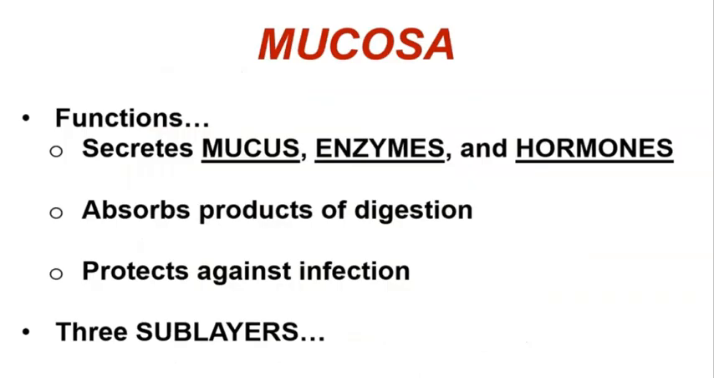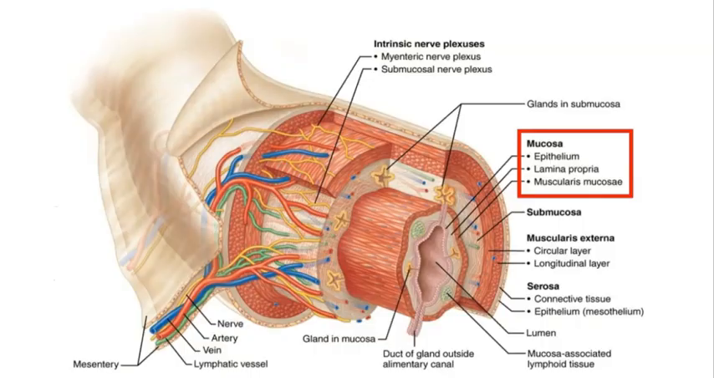The mucosa functions to secrete mucus, enzymes, and hormones, and we'll see some examples of these hormones later on. The mucosa also functions to absorb the end products of digestion, that is, it contains blood vessels. We'll also see that it contains lymphatic tissues that protect against infection, and we'll also see that the mucosa contains 3 sublayers, which we're going to explore right now. The sublayers are the epithelium, the lamina propria, and the muscularis mucosa.